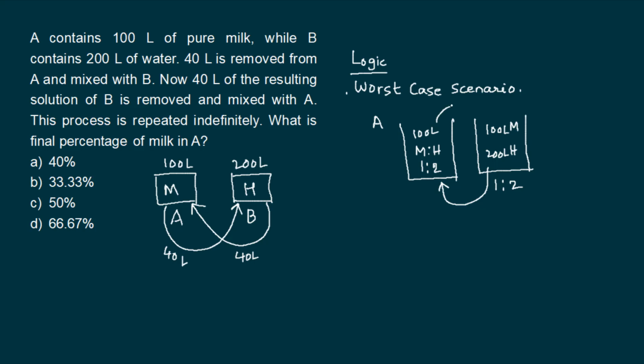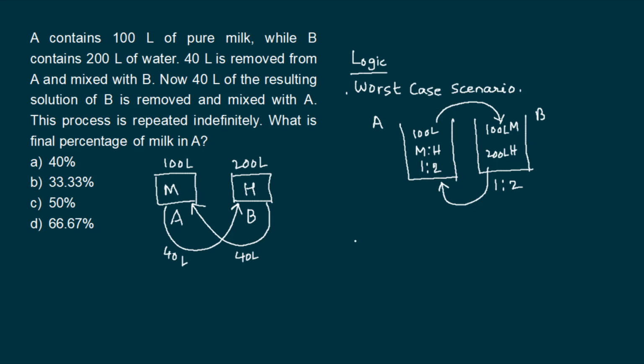Now again I transfer this 100 liters of mixture here. Then again the ratio becomes 1:2 in B. And now if I transfer 100 liters from B to A, again I'll have 1:2 ratio of milk and water in can A, isn't it? As many times as I keep on repeating this, the ratio remains the same, 1:2 in A, then 1:2 in B, then again 1:2 in A, and it will keep on moving.